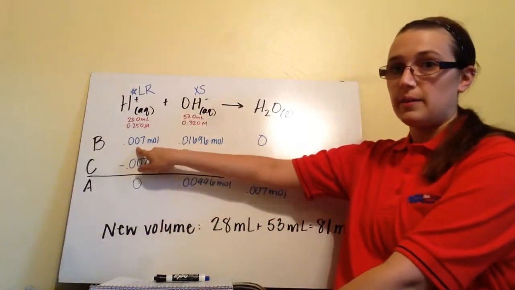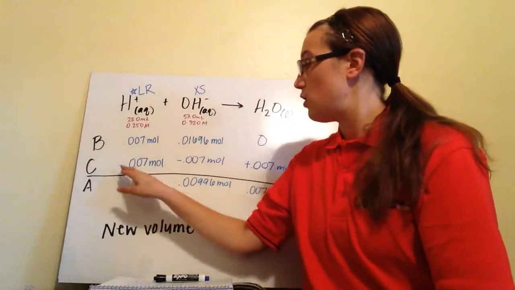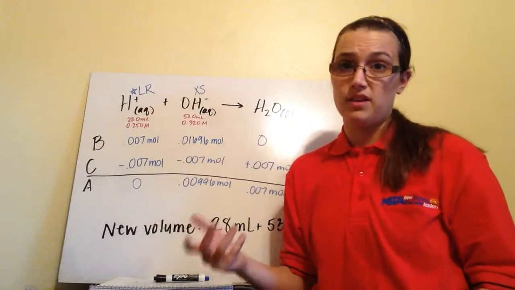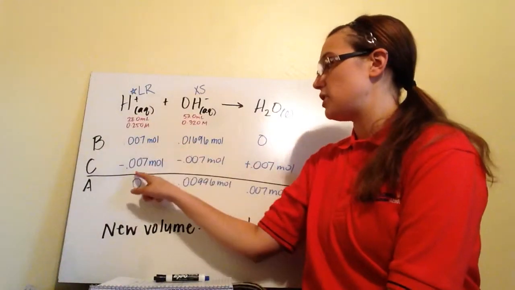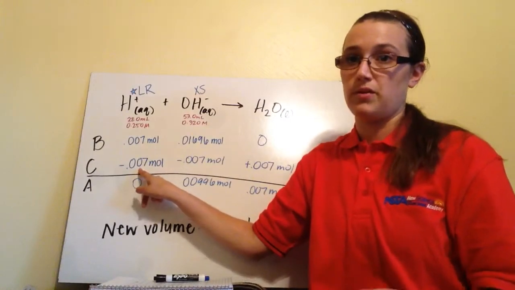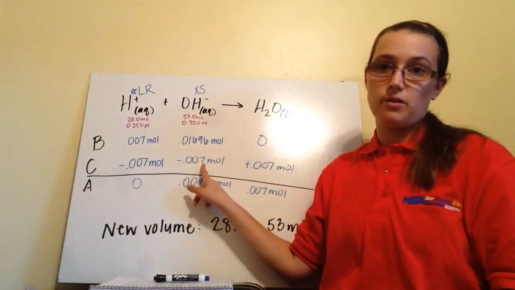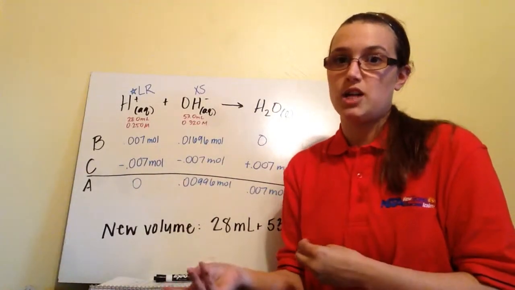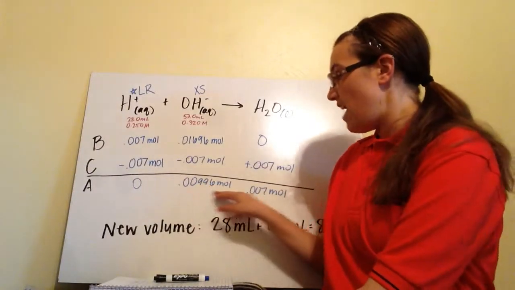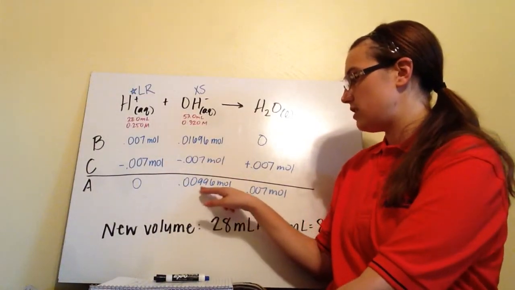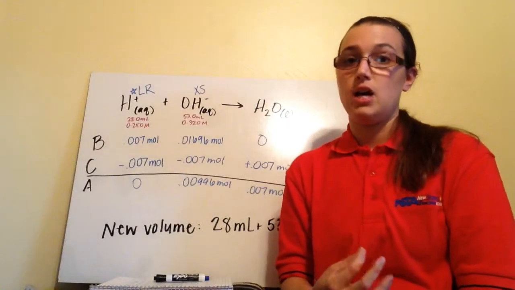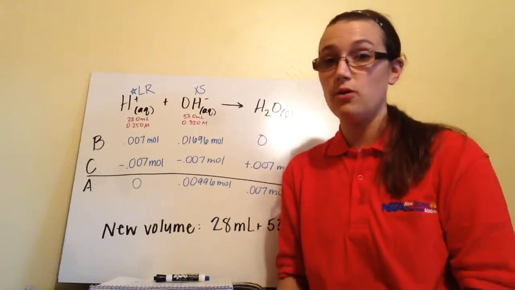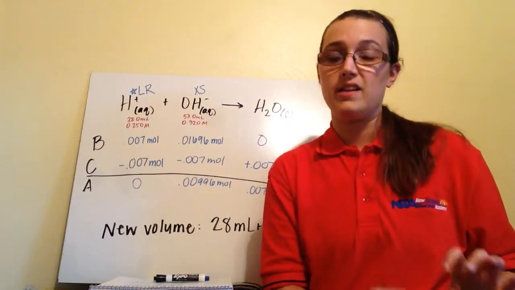If H plus is our limiting, we use that up completely. So we use up all 0.007 moles. So after the reaction, we have none left. Well, if this is a 1 to 1 ratio, that means if we use up 0.007 moles of H plus, we use up 0.007 moles of hydroxide. Can't use up any more because you don't have any more H plus to use. So after that, if you subtract the two, you get 0.00996 moles of hydroxide. So hydroxide is your excess. That's the first important thing to note. Okay, we know now that hydroxide is going to be our ion that's in excess.